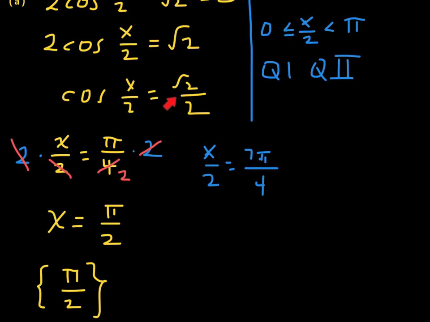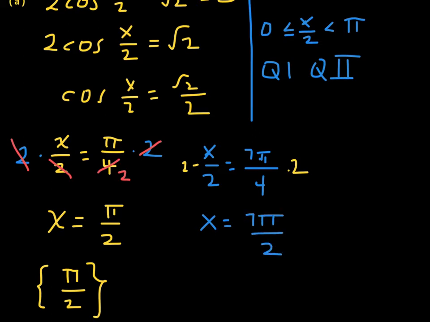However, when you solve for x here, watch what happens. Let's multiply both sides by 2, right? Multiply both sides by 2, and you can cross cancel. So then x is equal to 7 pi over 2. Now, what's the problem with that?